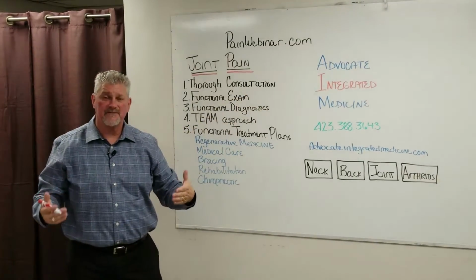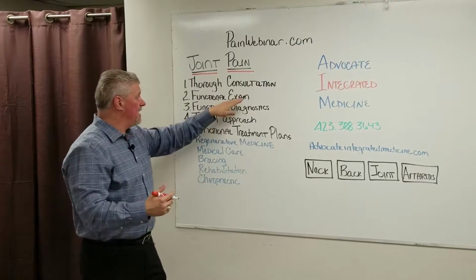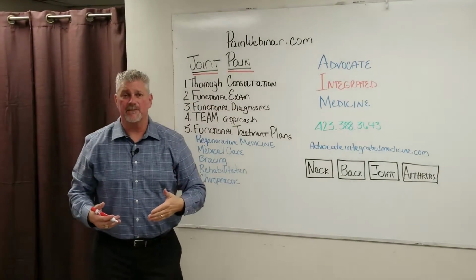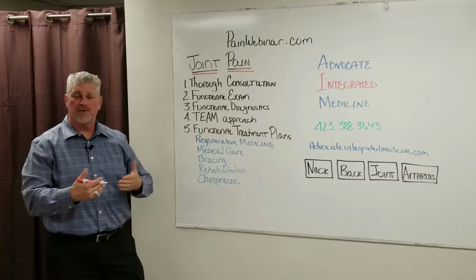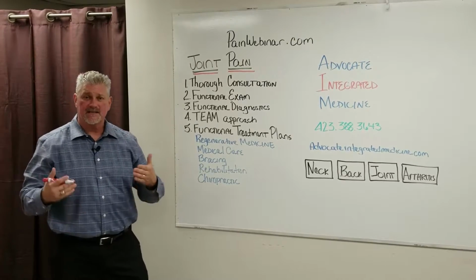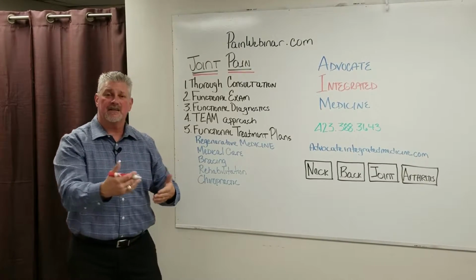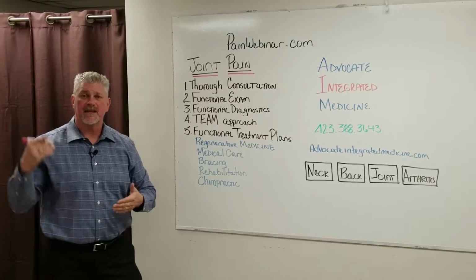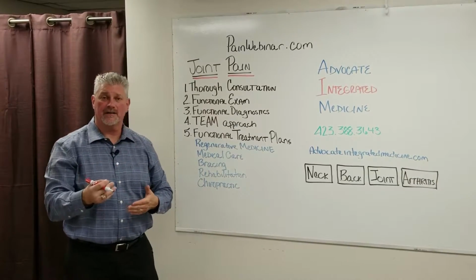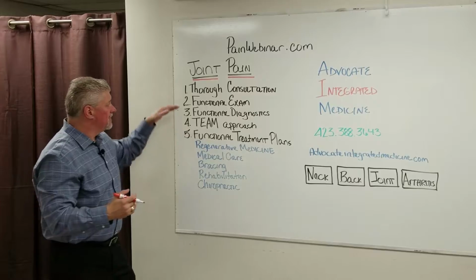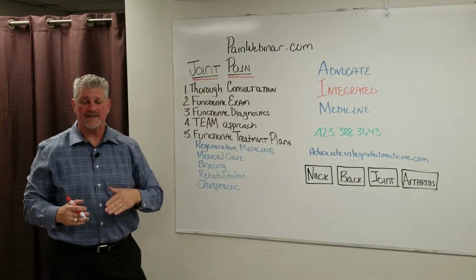Once we gather enough information that warrants an exam, we move on to a functional exam. A functional exam is we're going to put you in different motions to test different tissues and to test different aspects of the joint. That tells us where to go look. And if we have enough information there, it takes us down to the functional diagnostics.